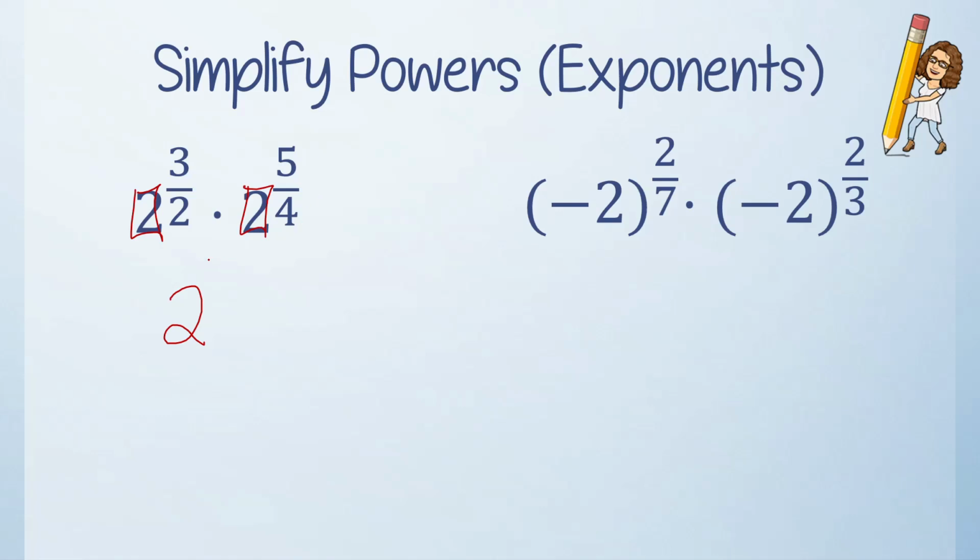I'm going to show my work here. I'm going to do 3/2 plus 5/4. So I need to get a common denominator, excuse me. So this would be 4, 6. So 6/4 plus 5/4 is 11/4. So my answer is 2 to the 11/4 power.